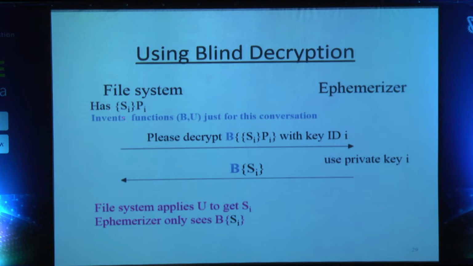You have this bundle, which is S sub I encrypted with P sub I, and you invent functions blind and unblind just for this one interaction. And you say, please decrypt, and you blind this thing with key ID I, and he applies his private key. He can't tell that you blinded it. And the result is this thing, which is encrypted with the blind function. And then you can undo it, applying the unblind thing. And so the ephemerizer doesn't get to see anything.